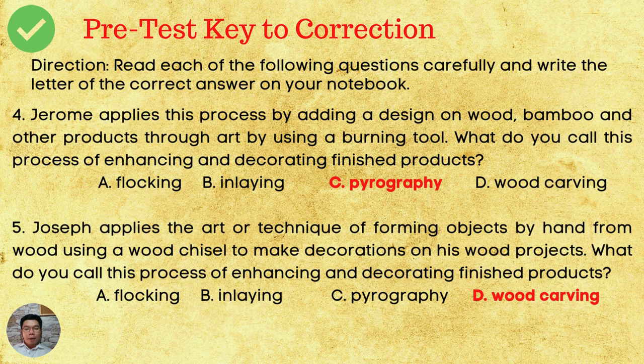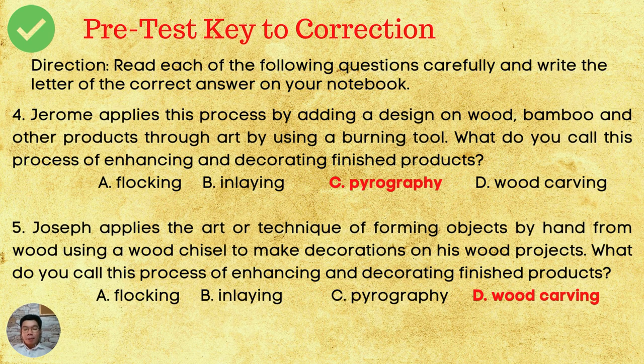Four, Jerome applied this process by adding a design on wood, bamboo, and other products through art by using a burning tool. What do you call this process of enhancing and decorating finished products? The answer is pyrography, letter C.